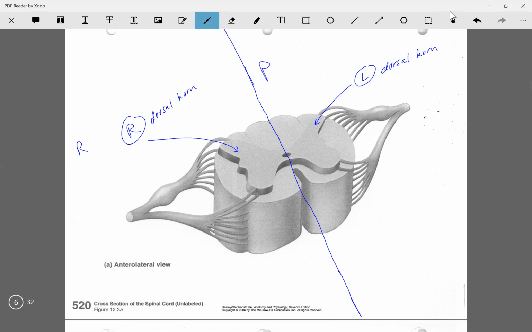Posterior aspect of the cord, anterior aspect of the cord. So that makes this one the ventral horn on the left. And that makes this one the right ventral horn.